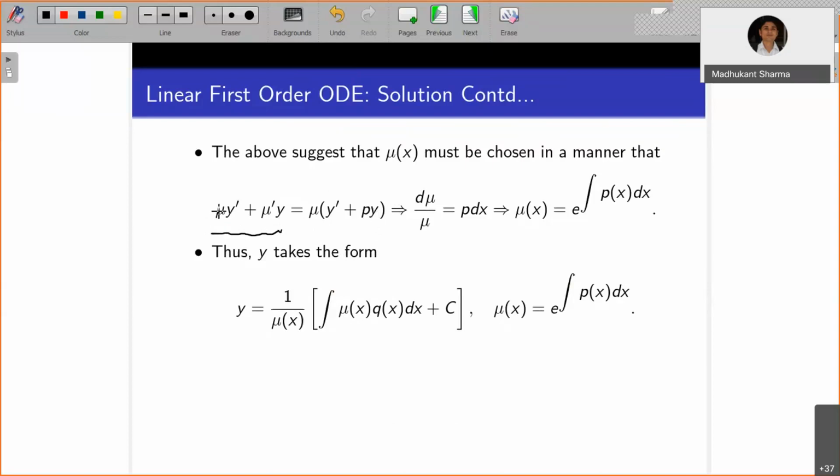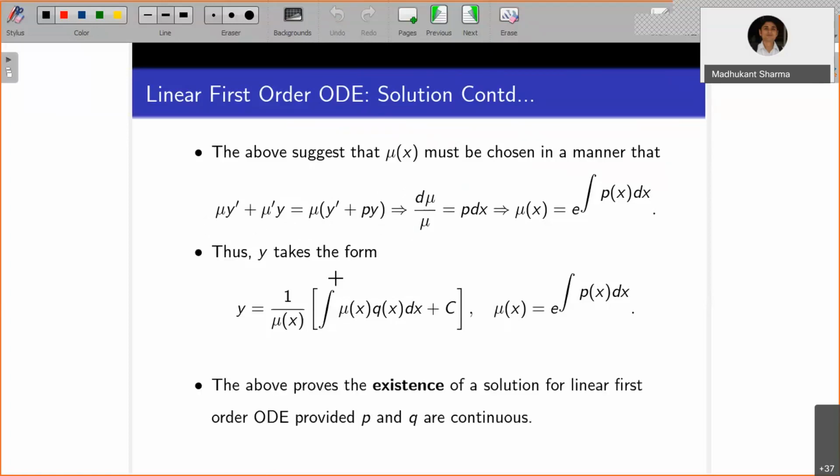Now mu y dash will get cancelled, y will get cancelled, and you have applied the variable separable method here, which results in the following solution. Then y takes the following form. So the above proves the existence of a solution provided p and q are continuous, and it also gives you the uniqueness of the solution once the function p is continuous. So it has already been answered.